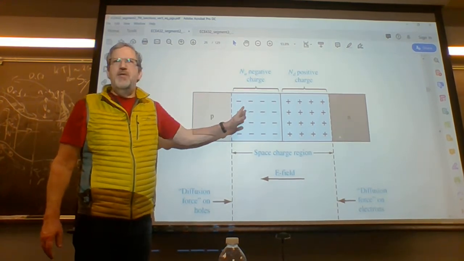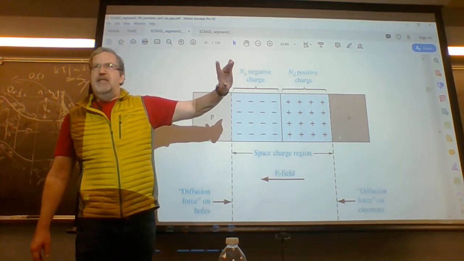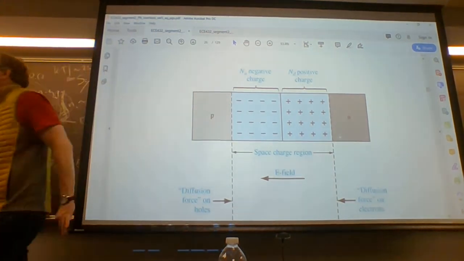It's the ionized donors and acceptors, right? So therefore, is it free or fixed? Fixed. Beautiful. Good.